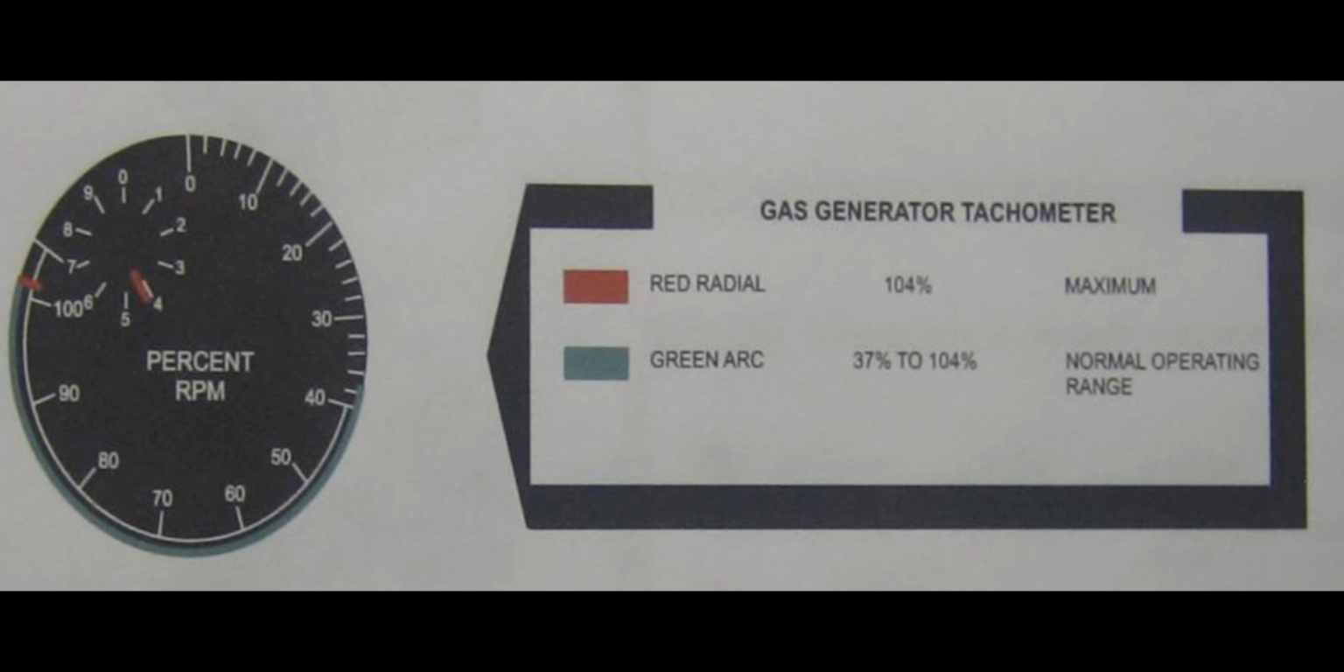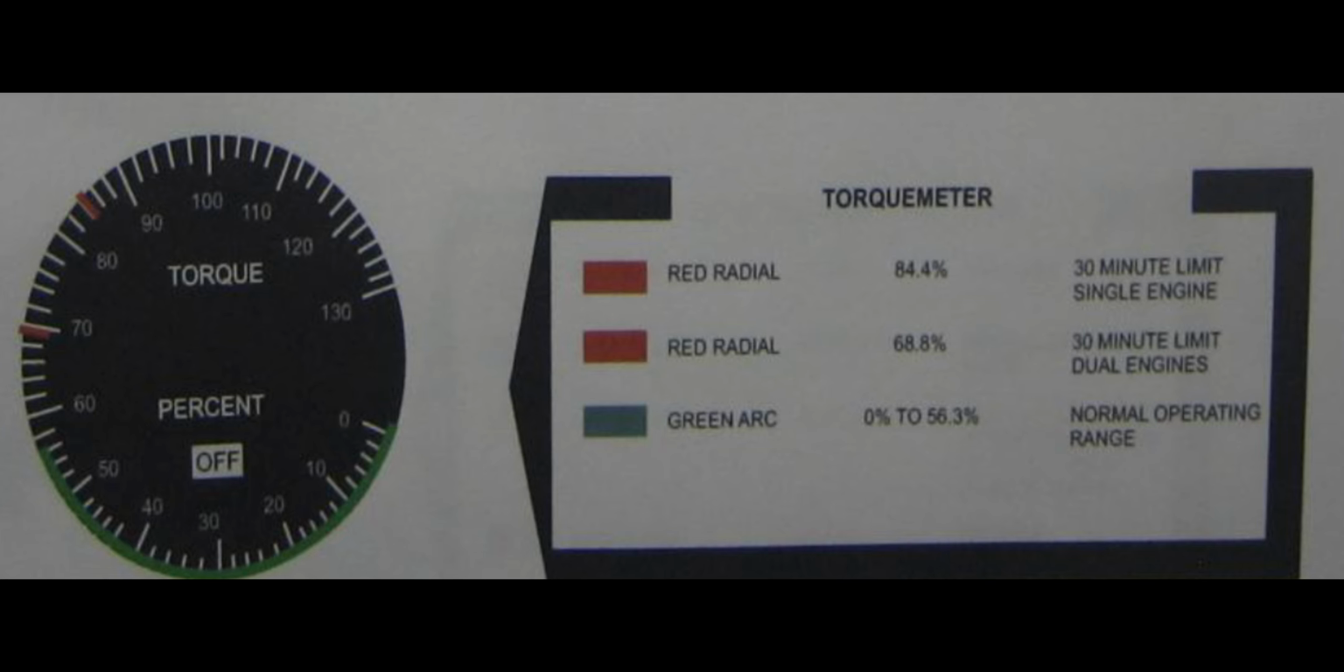Gas generator tachometer N1. Maximum 104% N1, red radial line. Normal operating range 37% to 104% N1, green arc. Torque meter. Maximum 84.4% single engine, red radial line. Maximum 68.8% dual engine, red radial line. Normal operating range 0% to 56.3%, green arc.